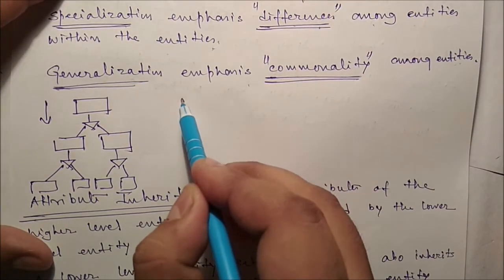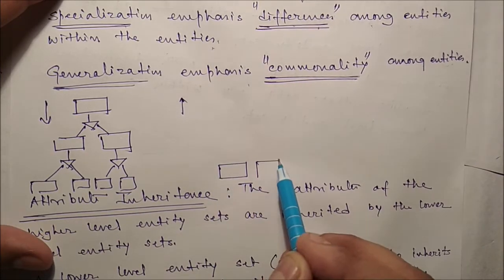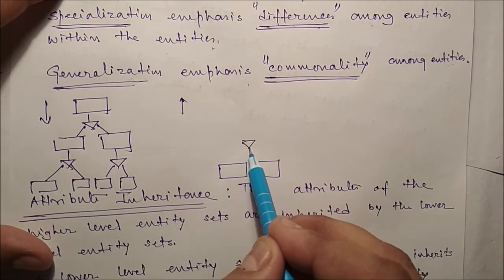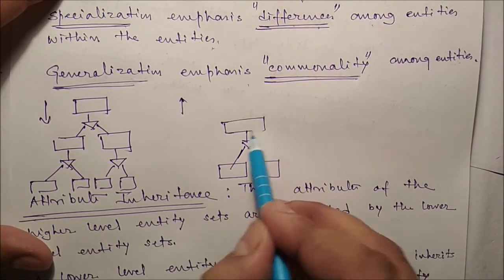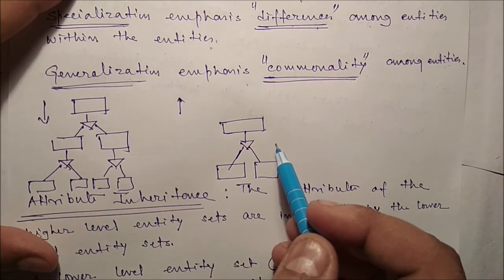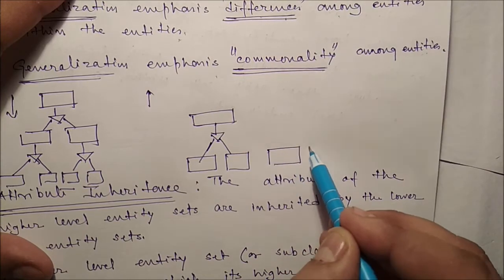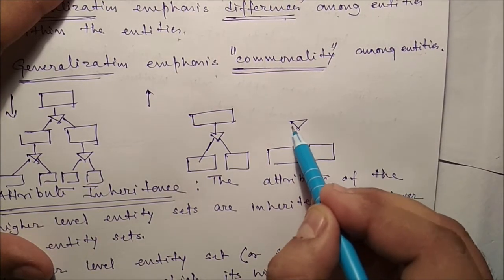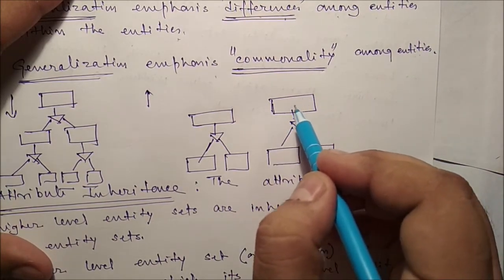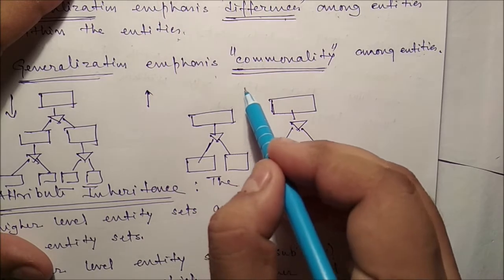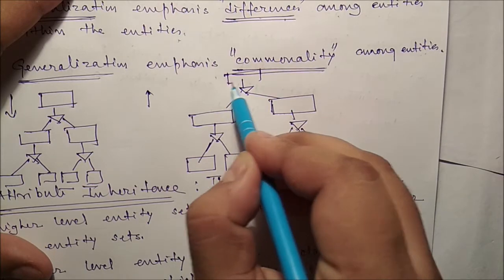And what about generalization? Generalization is a bottom-up approach. That means we have an entity set, and from that entity set we identify the common attributes and identify a higher level entity. It is also called our superclass. Similarly, we have another set of entity sets, and we identify the commonality and identify another superclass. Now from these two we may identify the commonality and identify another superclass.